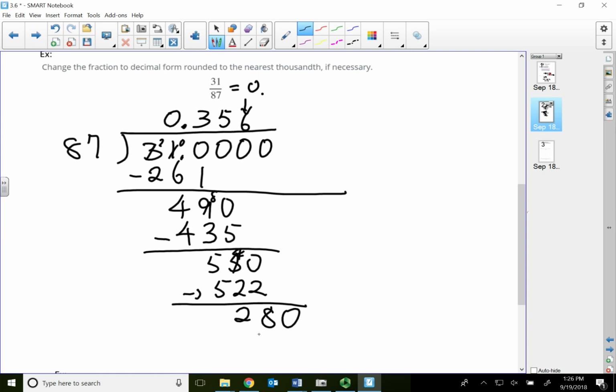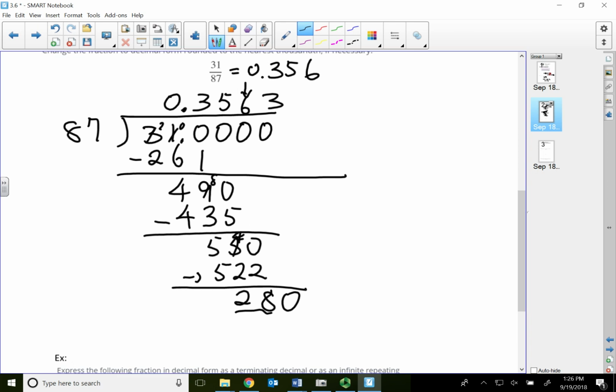I don't have to finish it. I just need to know what this digit is in the ten-thousandths place. 8 going into 28 has got to be about 3 times, because 8 times 4 is 32. So this is going to be 3. That will make my 6 stay the same. So my answer is going to be 0.356.